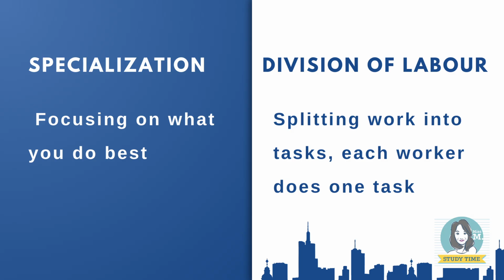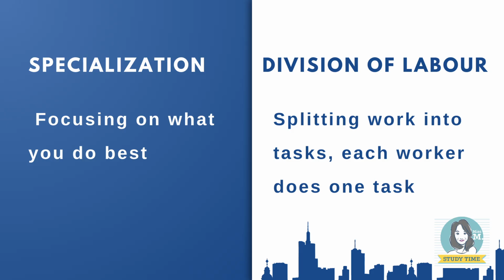Specialization and division of labor. Specialization and division of labor are connected because the two of them focus on increasing efficiency and productivity by having individuals or businesses concentrate on specific tasks or areas of expertise. By definition, specialization occurs when people and businesses focus on what they are best at. And by specializing, individuals and businesses can become more skilled and efficient in their specific tasks, leading to higher quality and productivity.